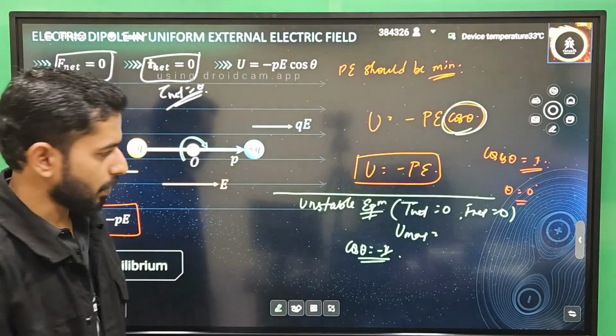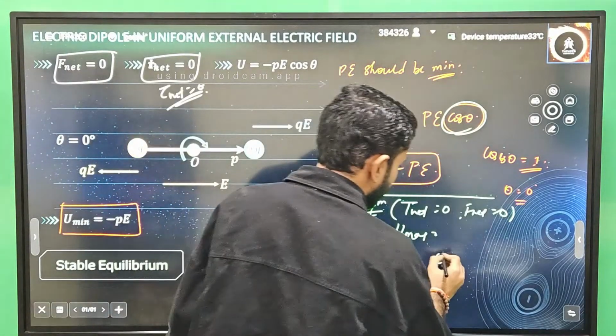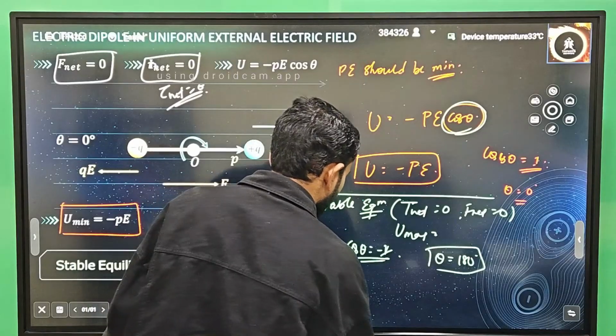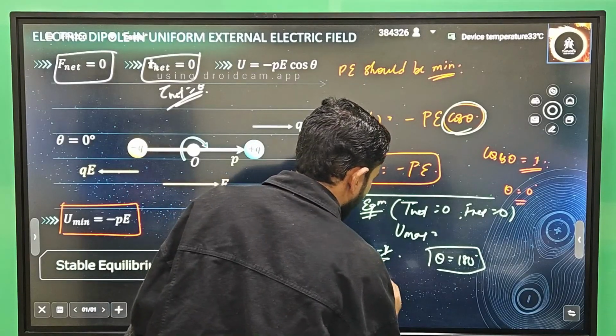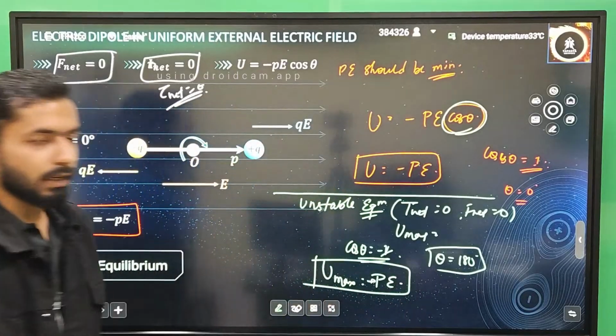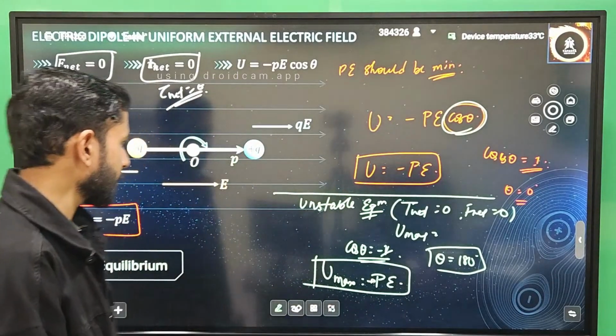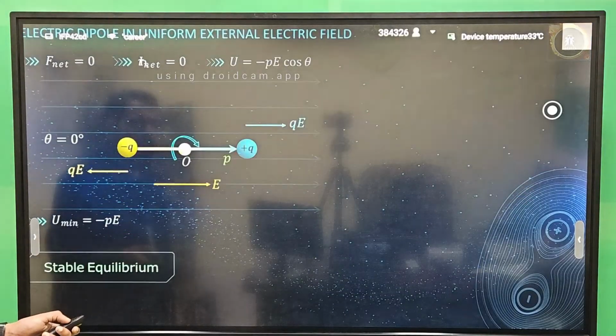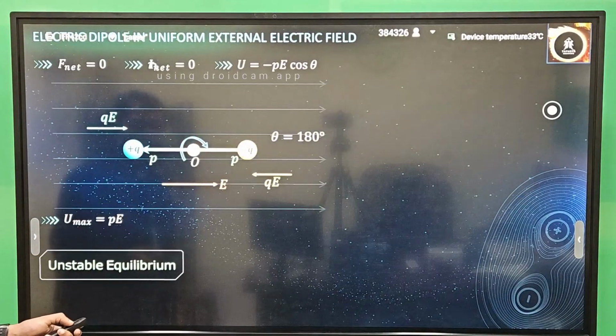What is the minimum value? Cos theta is -1. At what angle does it come? Theta is equal to 180 degrees. That means the potential energy is maximum, and in that case potential energy will be plus PE, at theta equal to 180 degrees. That will be the next case also.